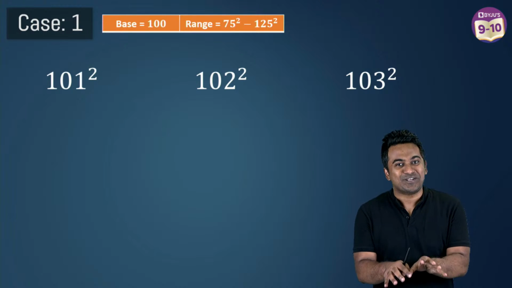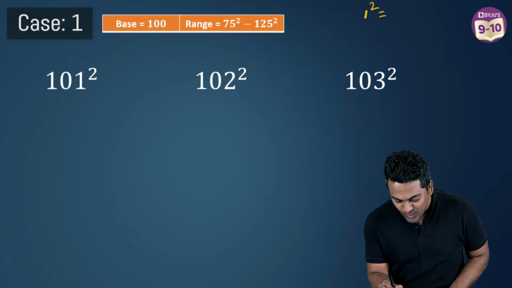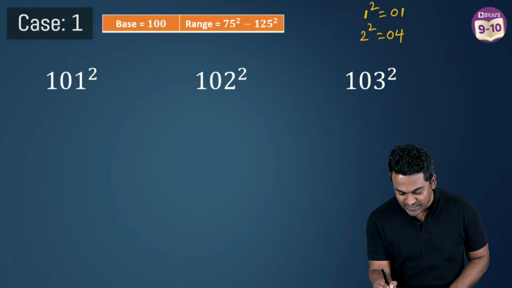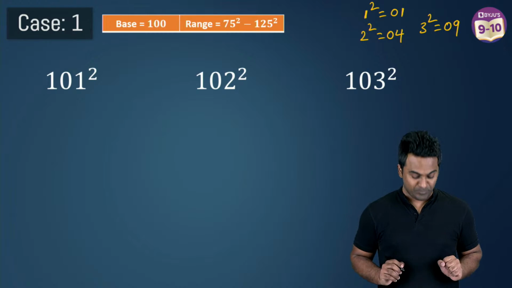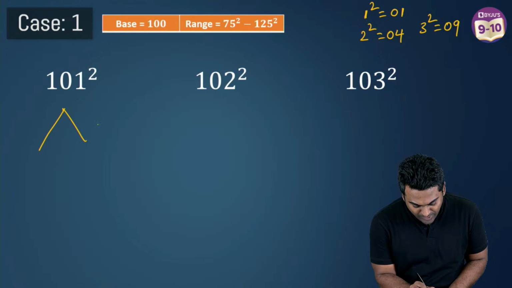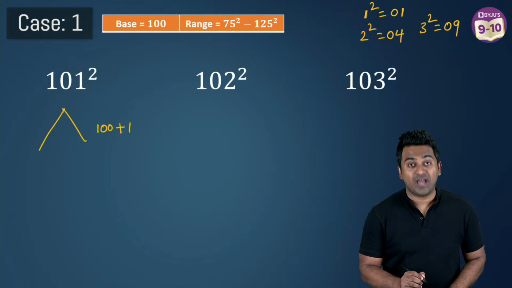This is the reason why I told you that 1 square, you will write it like 01. 2 square, you will write it like 04, and 3 square, you will write it like 09. Okay, after that, the technique is pretty much the same thing. 101 square, how do you do this? Well, this is going to be 100 plus 1.